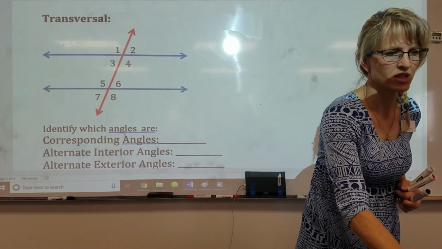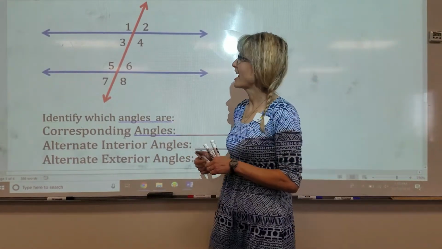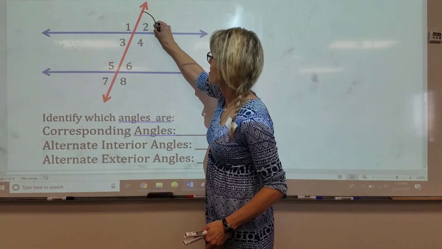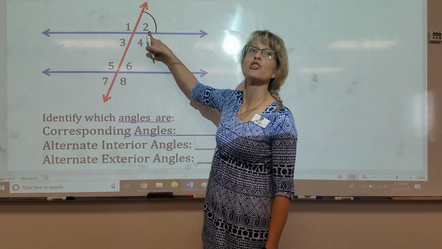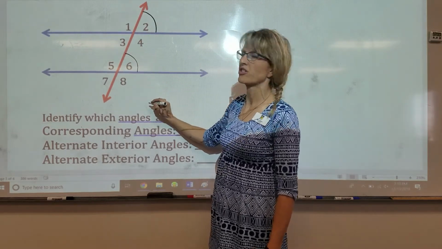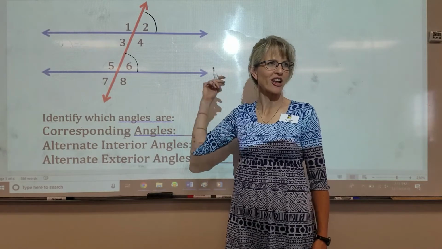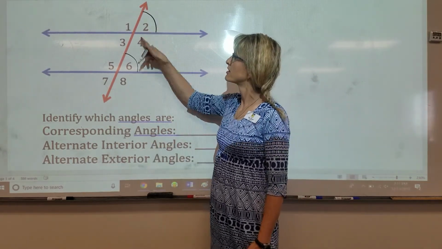Let me move this up just a hair. Corresponding angles are angles on the same side and the same shape. So 2 would correspond to 6 because they're the same side and the same shape. They're called corresponding angles. What are they called? Get ready? Corresponding angles.